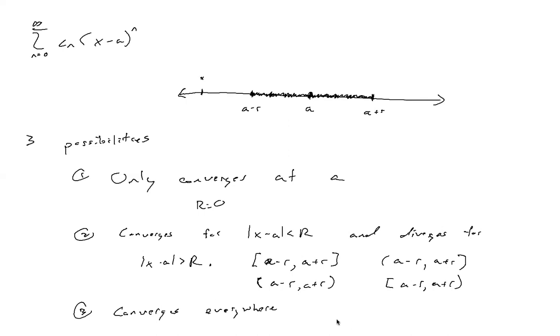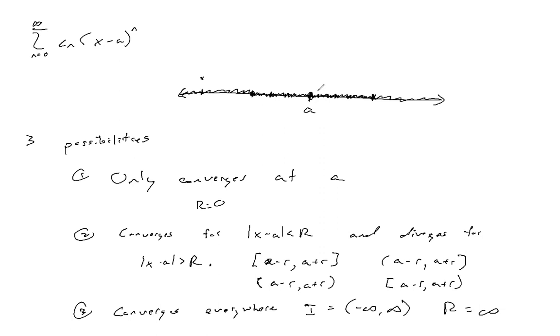Okay, so if it converges everywhere, what would the interval of convergence be? The interval of convergence would just be all of the real line, right? If I'm saying it converges everywhere, it would converge at A, it would converge everywhere on the number line, to the left and to the right. So the interval of convergence would be negative infinity to infinity. And then the radius of convergence would be infinity, right?